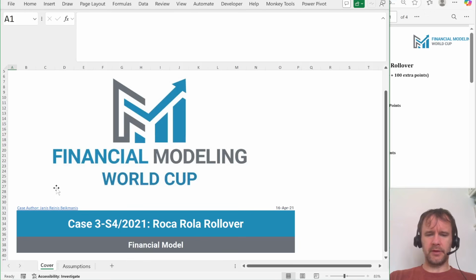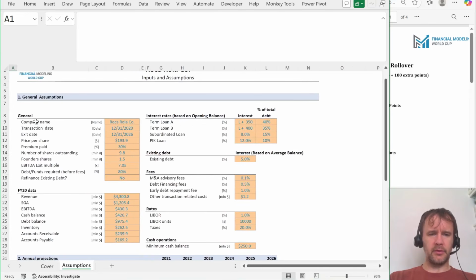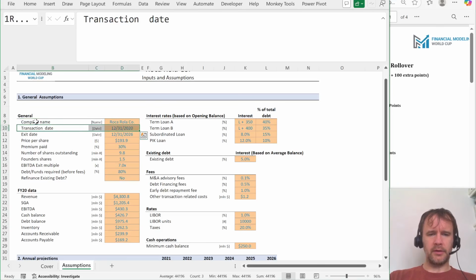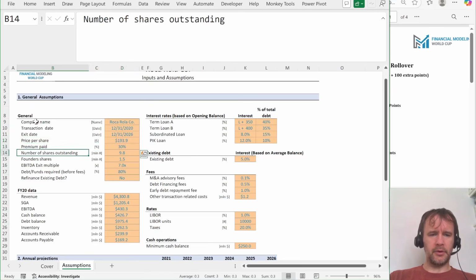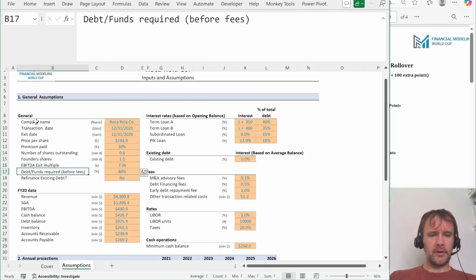So I've read through the case description, so I'm going to try and just work from the Excel file, but basic idea. We're buying a company called Roca Rola. We're buying it at the end of 2020. We're exiting at the end of 2026. It's currently a publicly traded company. We're going to pay a premium of 30%. This is the number of shares outstanding. This is what the founder owns, and the founder is going to roll over their equity into the new co. We're going to exit at a 7x EBITDA multiple.